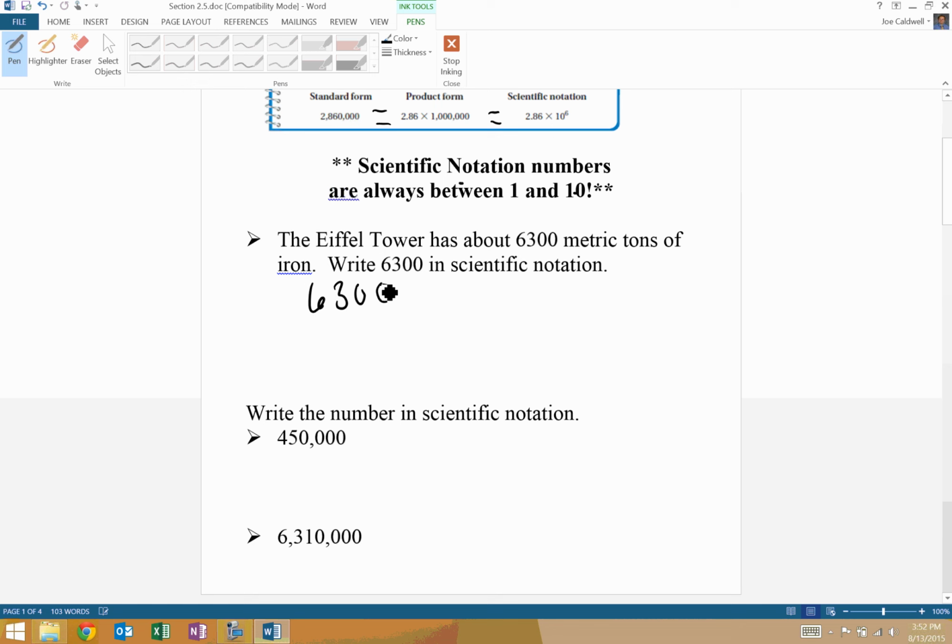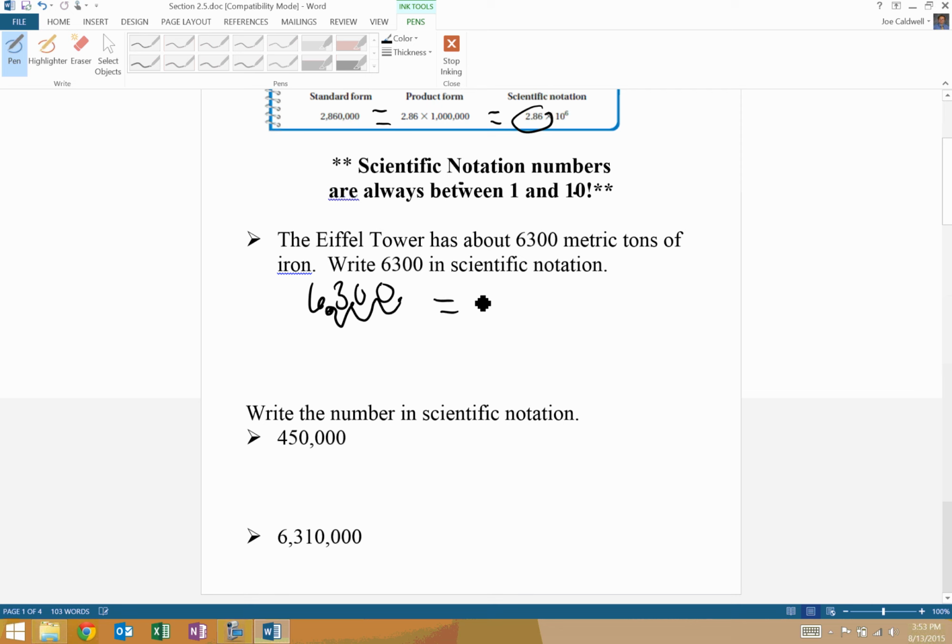6,300, okay? We want to move the decimal so that we have a number that's between 1 and 10. Let's start here. In this case there is no decimal, so there's an invisible decimal at the end of the number. If there is a decimal in a number, then that's where you start from. So I move 1, 2, 3, because 6.3 is between 1 and 10.